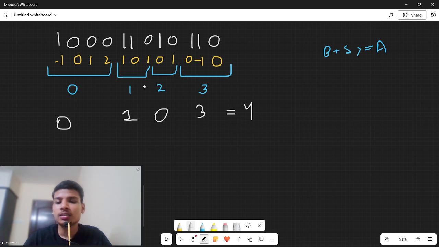Okay, got it. So yeah, the sum is 4 only. I misjudged it at first. The sum will be 4 because 2 plus 1 plus 1 is 4. Right, okay, done. So hope the pattern is clear to you.